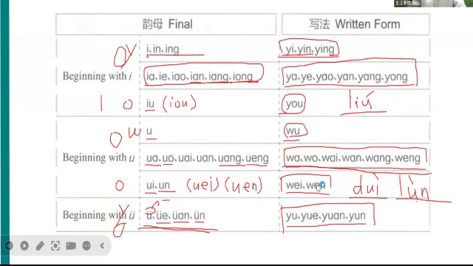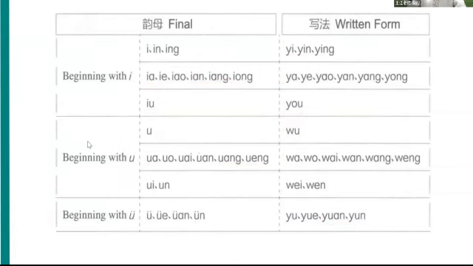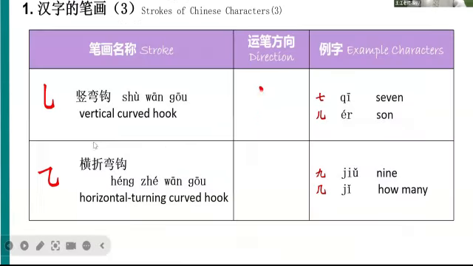Wei, wen, and the finals beginning with ü, we just add the alphabet Y in front of these finals and the two dots on top of the u should be removed. Okay? That's the written form. Yu, yue, yuan, yun. Okay, so let's go on.